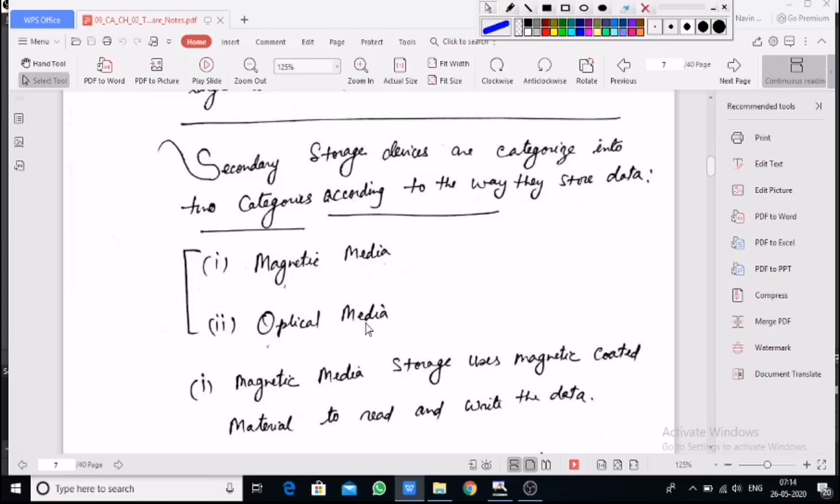And optical media examples are those which use light to read and write, like CD, DVD, Blu-ray. All these use light to read and write the data. There are some technologies through which light reads and writes the data: laser light, blue laser light and red laser light.